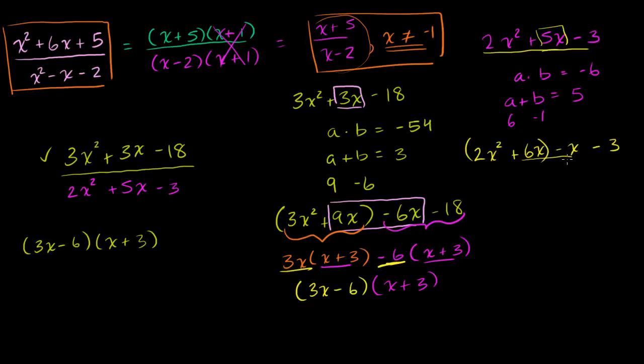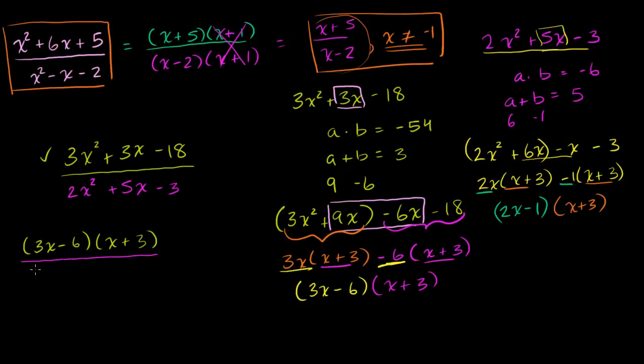And if I put some parentheses here, I can factor out a 2x out of this first term. I get 2x times x plus 3. And here I can factor out a negative 1, so minus 1 times x plus 3. And then our grouping was successful. We get 2x minus 1 times x plus 3. So our denominator here is equal to 2x minus 1 times x plus 3.